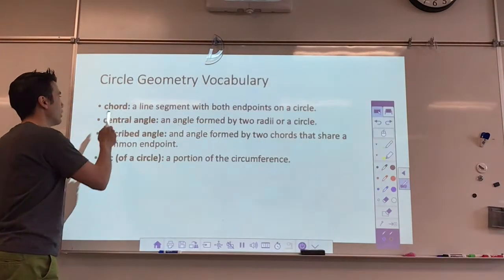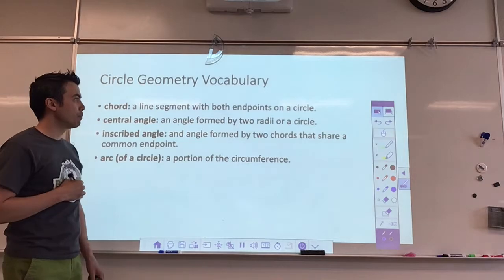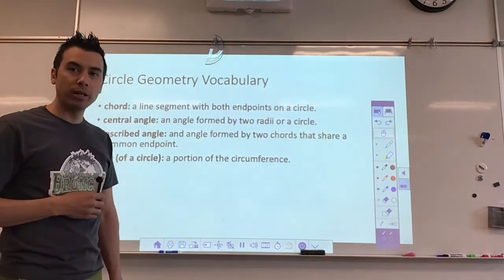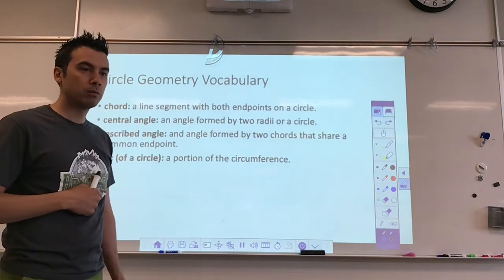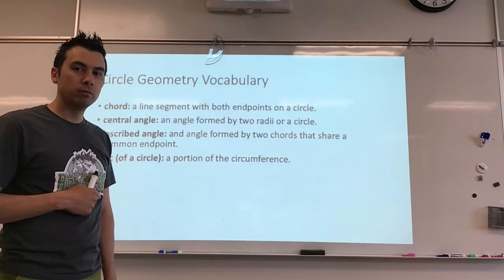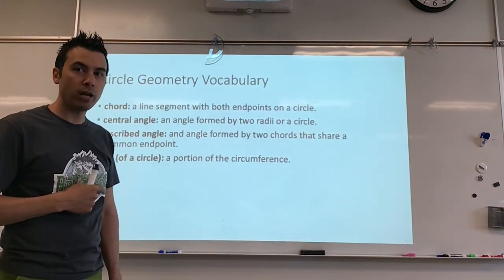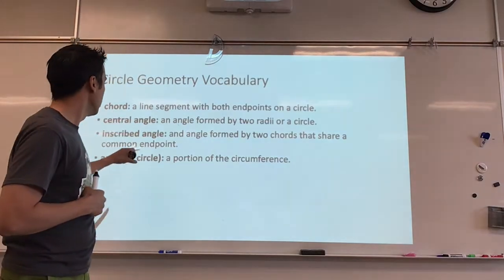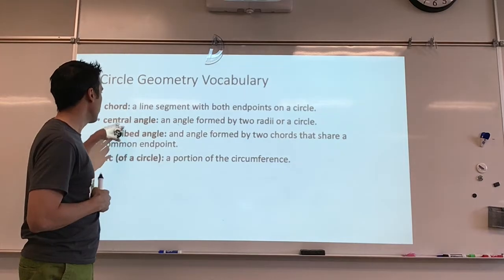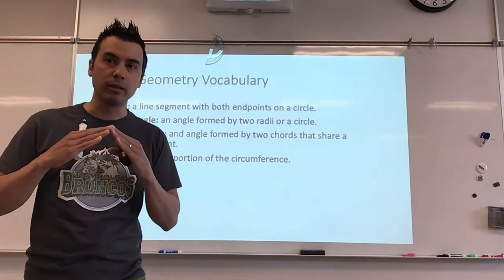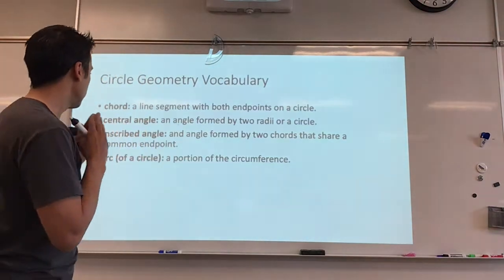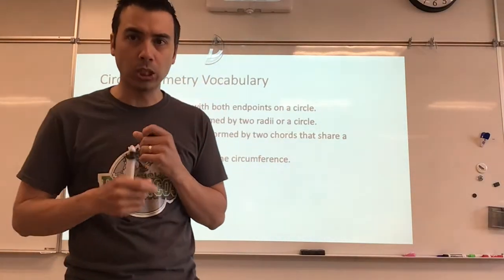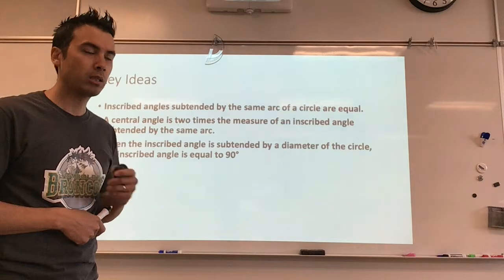So hopefully you now know what a chord is, a line segment with both endpoints on a circle. We already talked about that. We have a central angle formed by two chords. It's the greediest angle of all, the inscribed. Starts with an I, me, I want the big piece of cake. Whoops, that was the inscribed angle. The central angle is formed by two radii meeting at the center. The arc is just a small portion of the circle. We talked about that too.